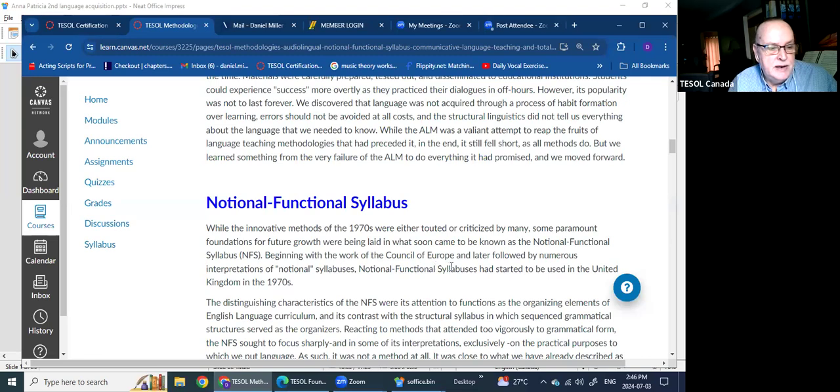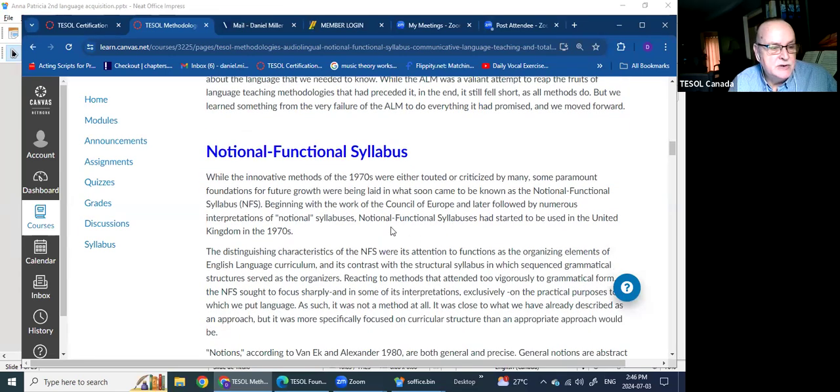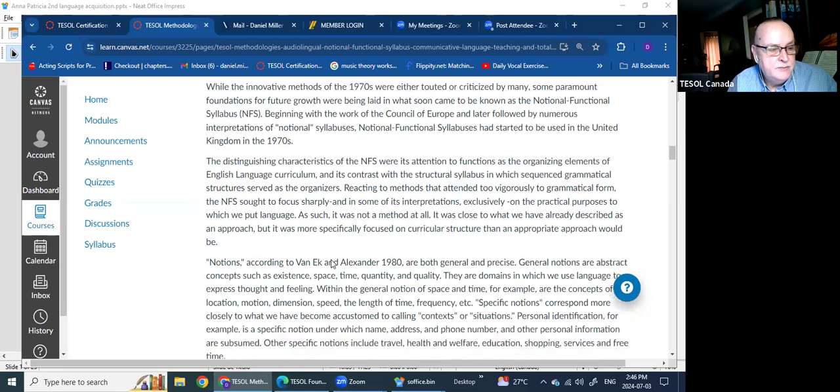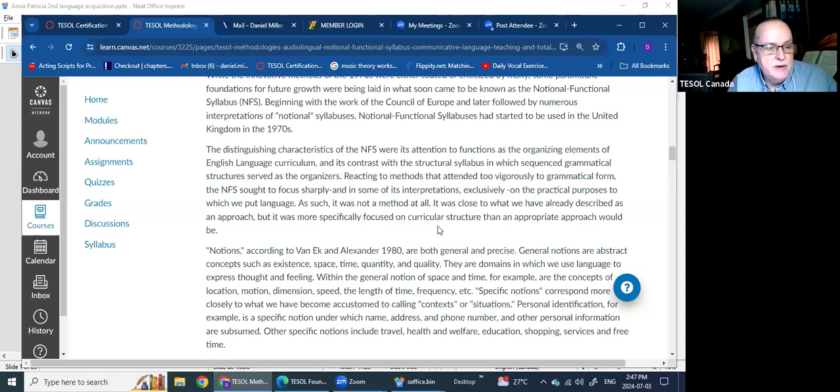Beginning with the work of the Council of Europe and later followed by numerous interpretations of notional syllabuses, notional functional syllabuses had started to be used in the United Kingdom in the 1970s. The distinguishing characteristics of the NFS were its attention to functions as the organizing elements of English language curriculum and its contrast with the structural syllabus in which sequenced grammatical structures served as the organizers. Reacting to methods that attended too vigorously to grammatical form, the NFS sought to focus sharply and in some of its interpretations exclusively on the practical purposes to which we put language. As such, it was not a method at all. It was close to what we have already described as an approach, but it was more specifically focused on curricular structure than an appropriate approach would be.